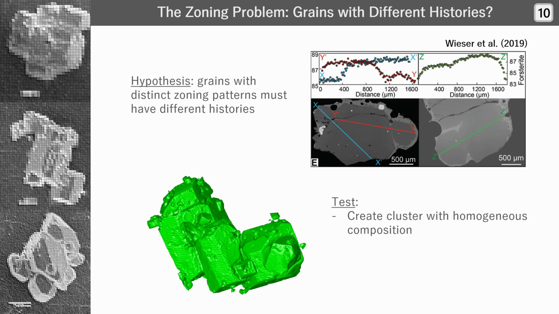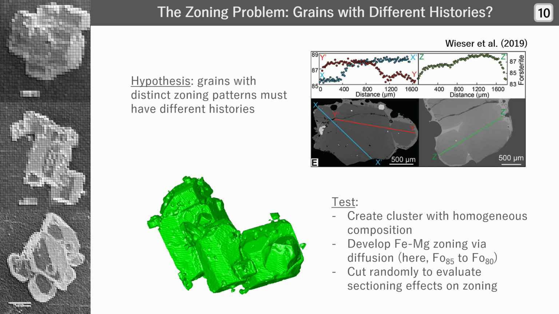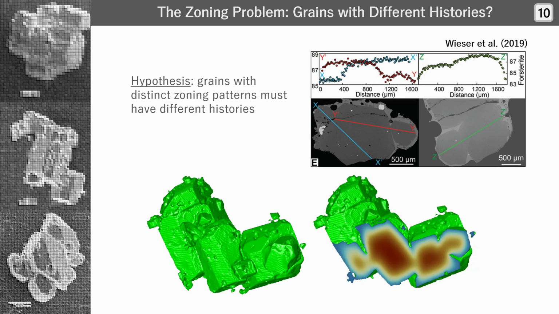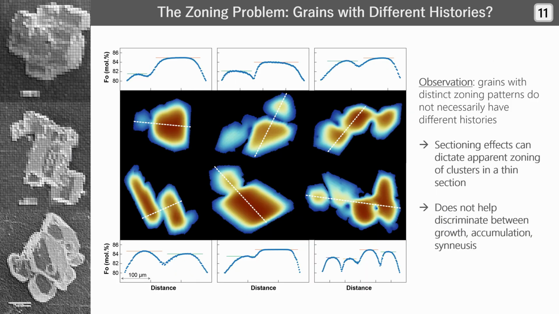The starting point is that we give a fully homogeneous starting composition to our cluster. We then developed iron magnesium zoning via diffusion and cut our 3D model randomly to evaluate whether sectioning effects might be important in what we ultimately read and interpret from the 2D thin section record. And this is one example slice. And these are other examples with their corresponding iron magnesium concentration profiles.